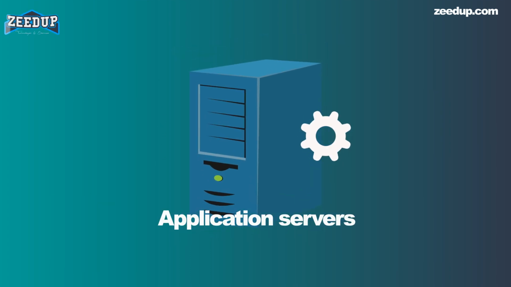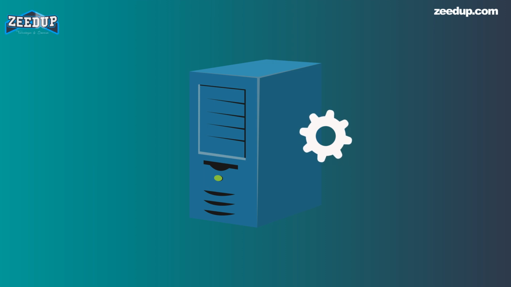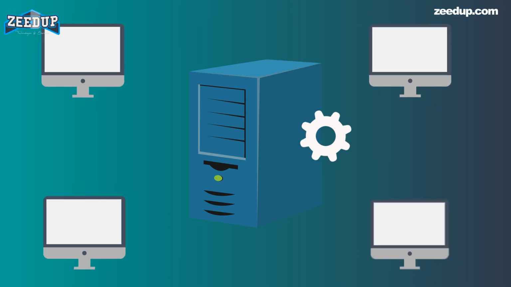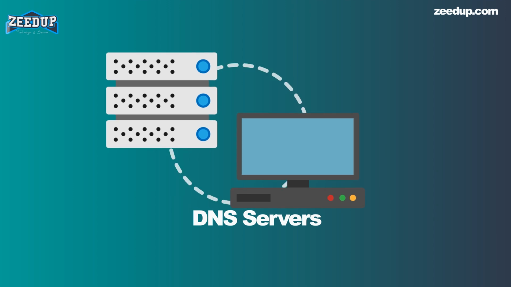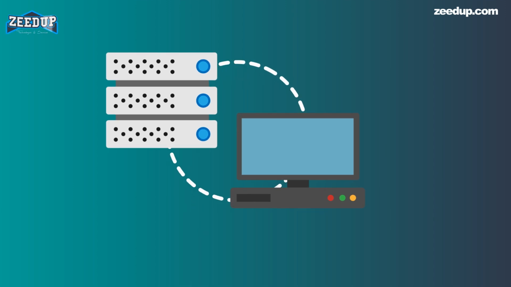Application servers. Application servers run applications in lieu of client computers running applications locally. Application servers often run resource-intensive applications that are shared by a large number of users. DNS servers. Domain Name System, DNS, servers are application servers that provide name resolution to client computers by converting names easily understood by humans into machine-readable IP addresses.